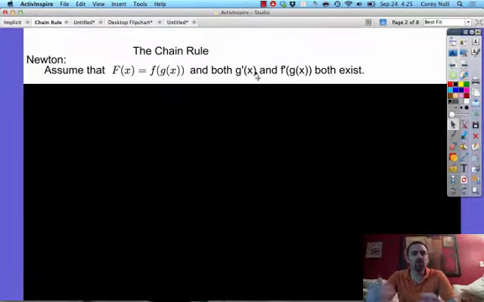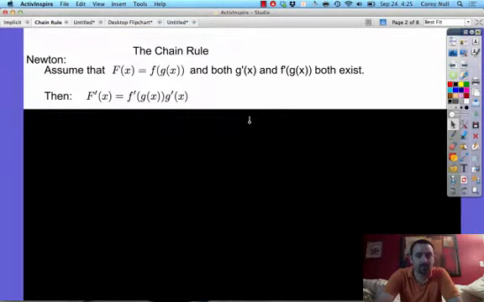So we look at the function we're interested in taking a derivative of as the composition of two functions. That's what the chain rule deals with, the composition of two functions, one function inside of the other. We have to assume a couple of things. We have to assume that the derivative of the inside function exists, and that the derivative of the outside function, with the inside function put inside of it, also exists. Both have to be true. Then this is the chain rule: the derivative of the entire function is the derivative of the outside with the original inside plugged in, times the derivative of the inside.